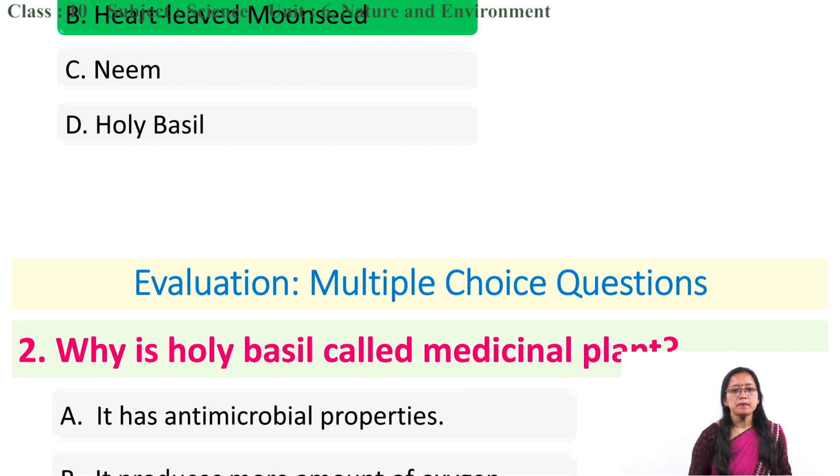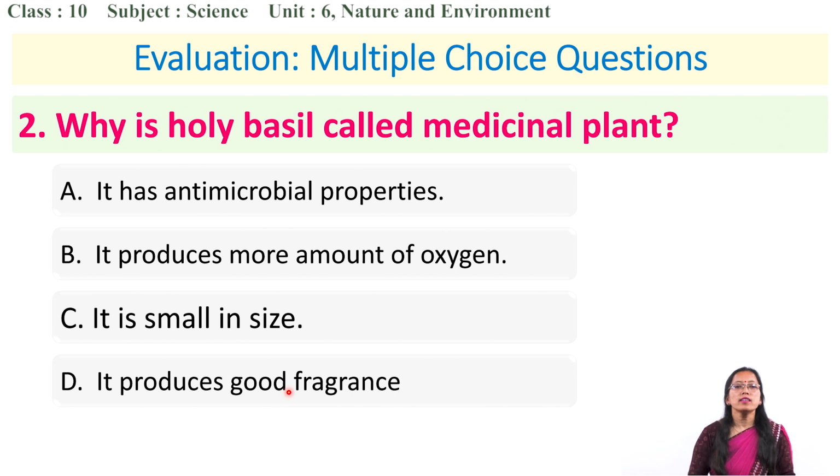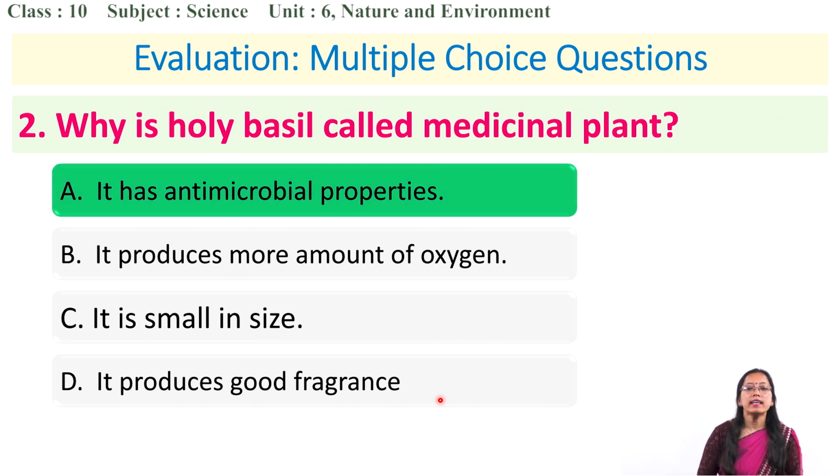Next question is, why is holy basil called a medicinal plant? Yes, why is tulsi called a medicinal plant? It has antimicrobial properties, it produces more oxygen, it is small in size, it produces good fragrance. Which option is the correct answer? Yes, it is: it has antimicrobial properties.